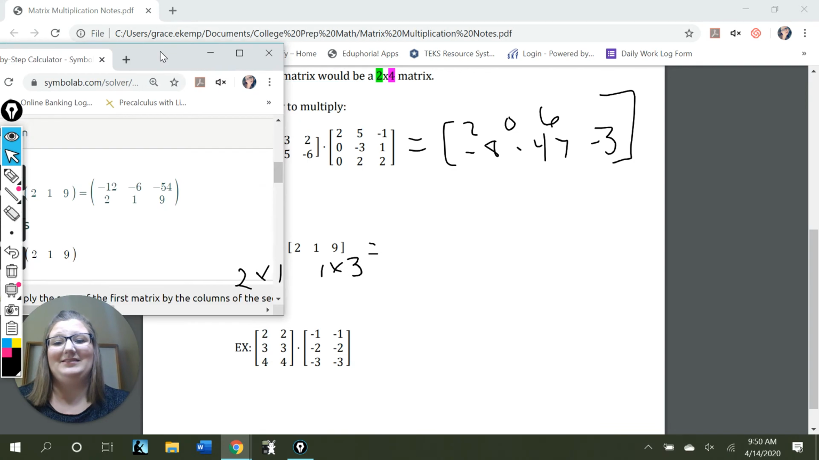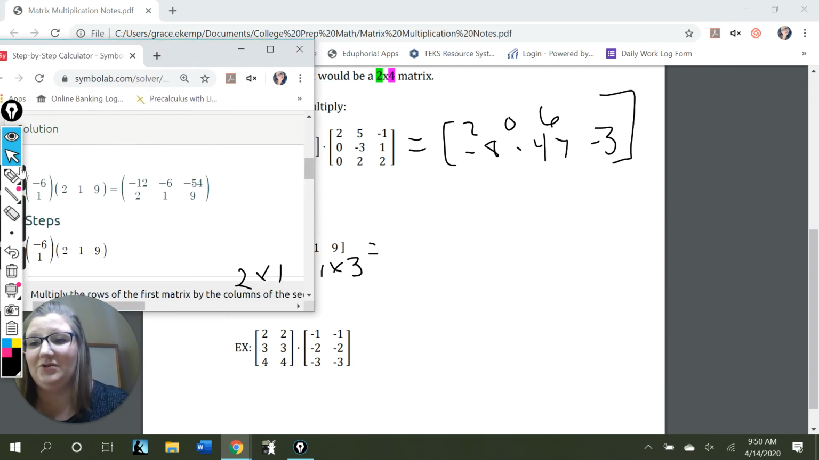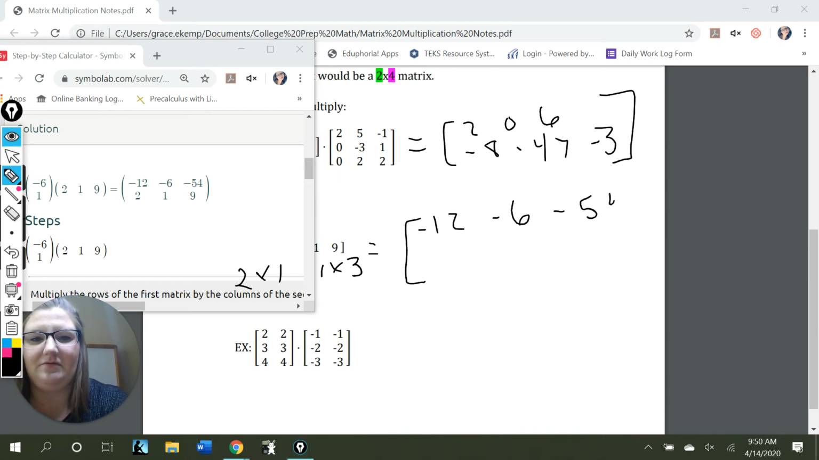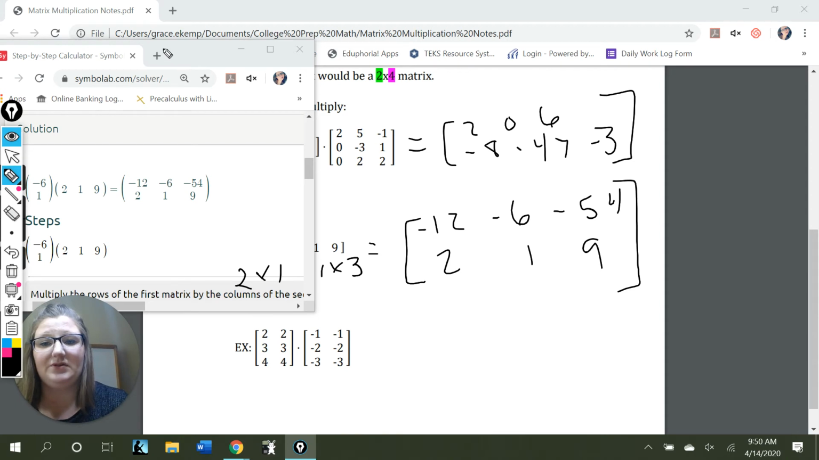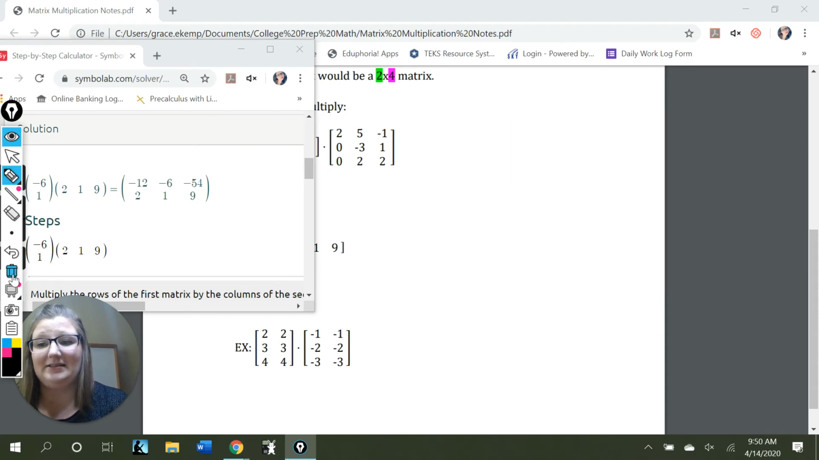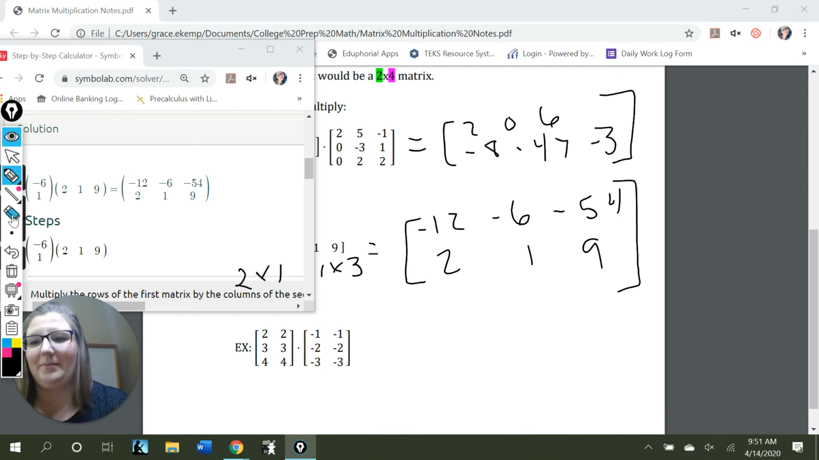So once again, let's see if I can somehow manage to write this all out. So we get the matrix -12, -6, -54, 2, 1, 9. All right. So that would be our second matrix. And I just accidentally deleted it all. Let's see. There we go. Bring it back. All right. So that would be the answer to our second problem.